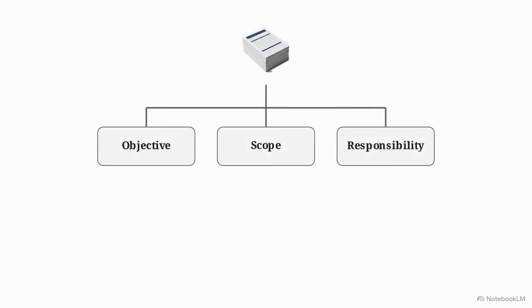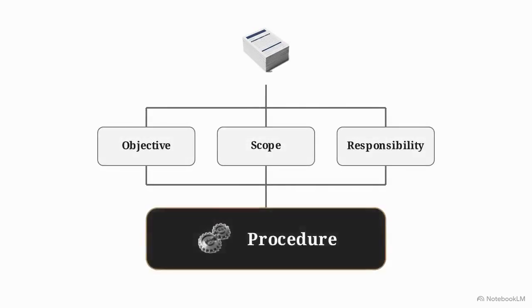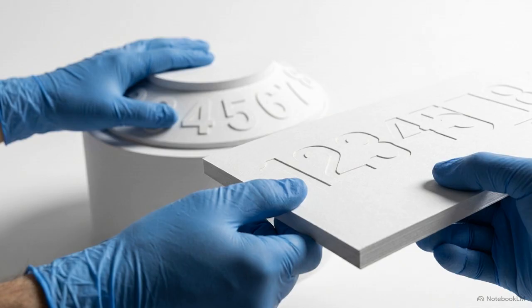Looking at the block model of an SOP, we see several foundational components: the objective, the scope, and the responsibilities. But the procedure block is the core operational engine. This section has a single purpose. It provides the step-by-step instructions an operator must follow to ensure the process remains consistent every time.